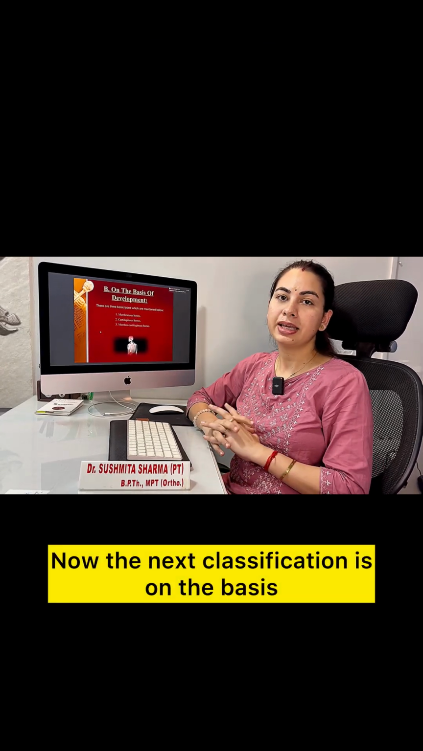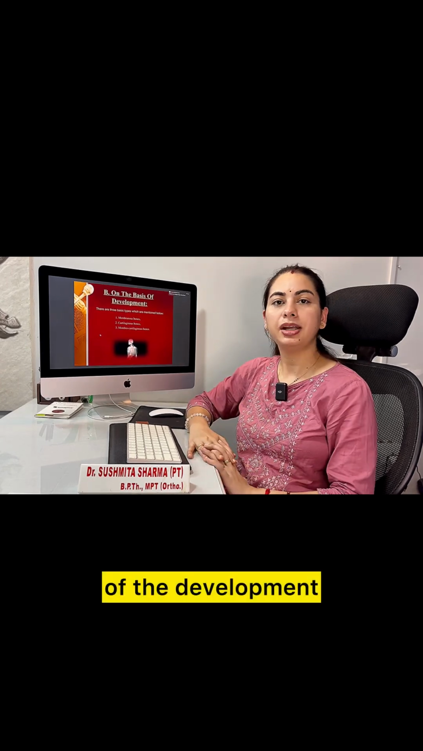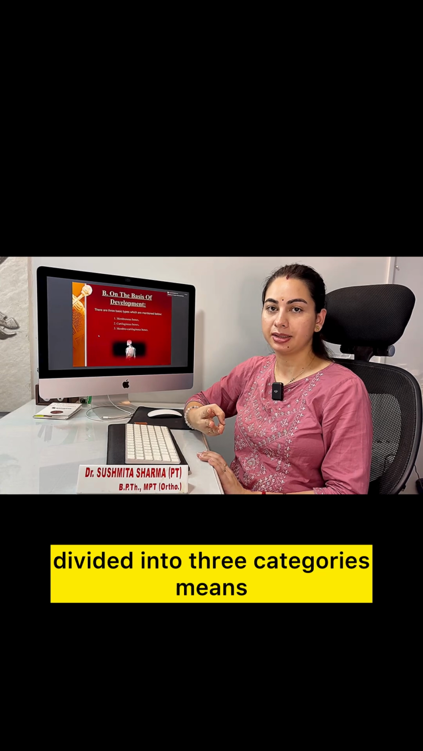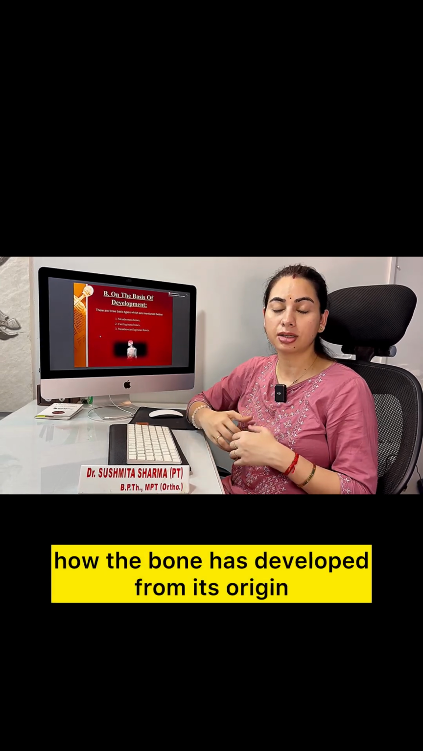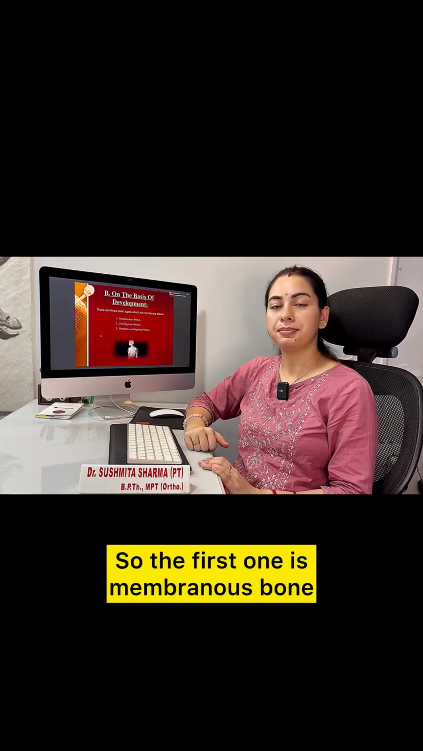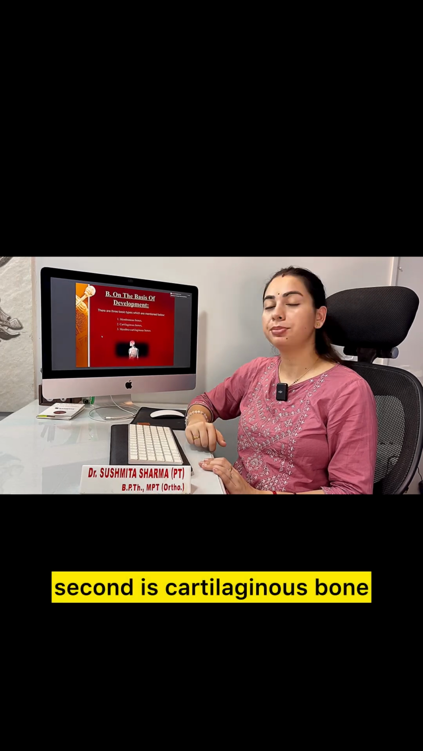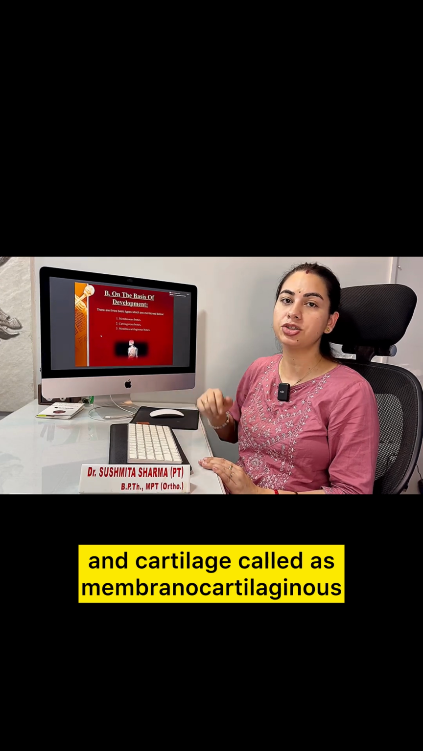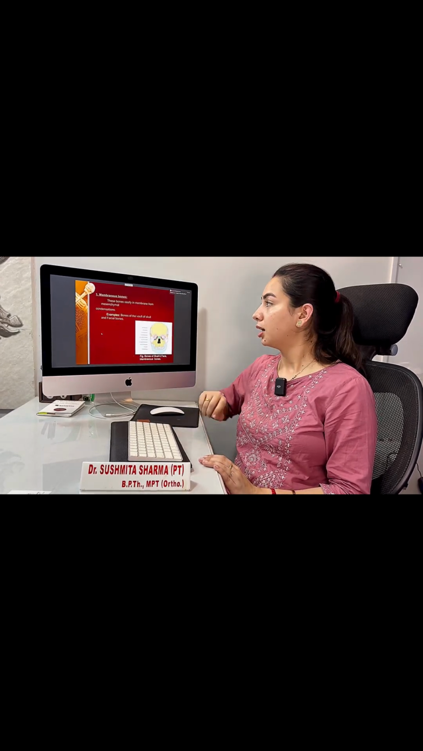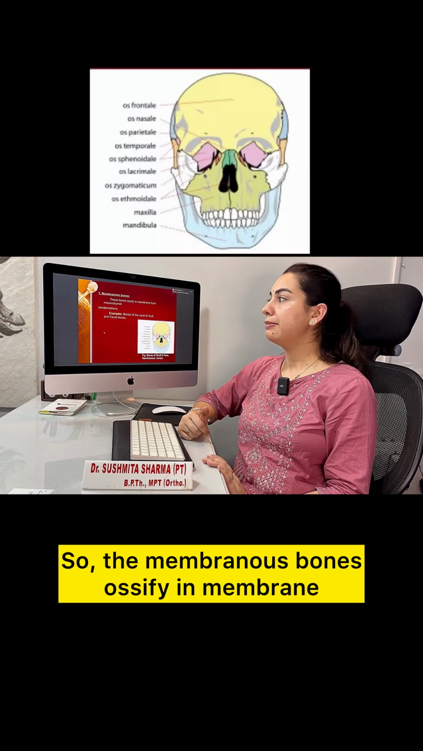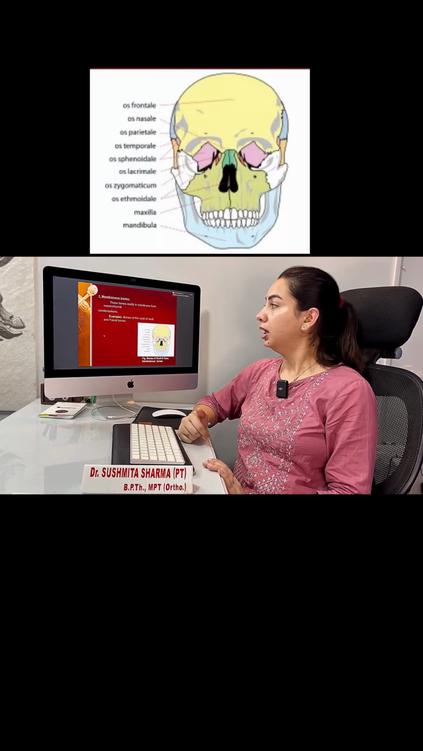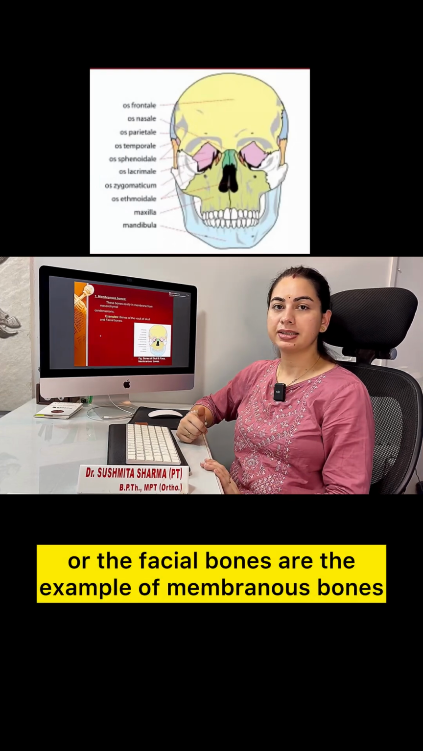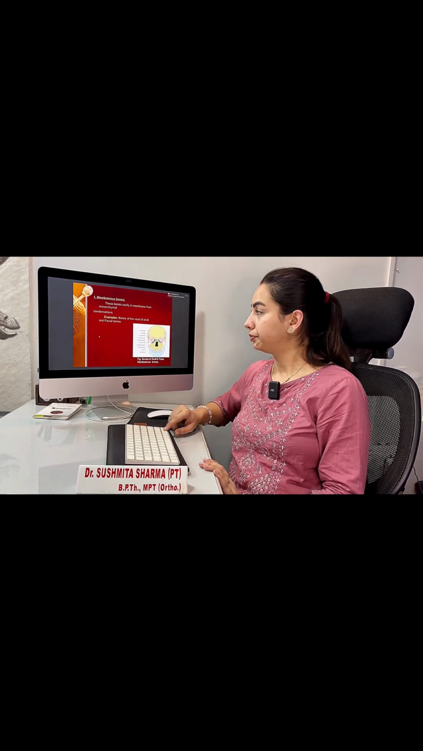Now the next classification is on the basis of development. On the basis of development, it is divided into 3 categories, meaning how the bone has developed from its origin. The first one is membranous bone, the second is cartilaginous bone, and the third is a mixture of membrane and cartilage, called membrano-cartilaginous bones. The membranous bones ossify in membrane from mesenchymal cells. For example, the bones of the skull or the face are examples of membranous bones.